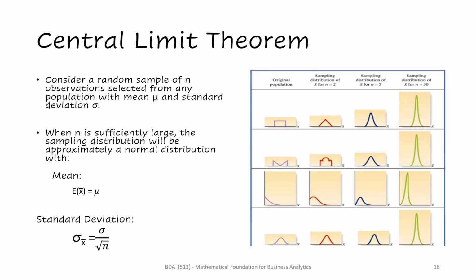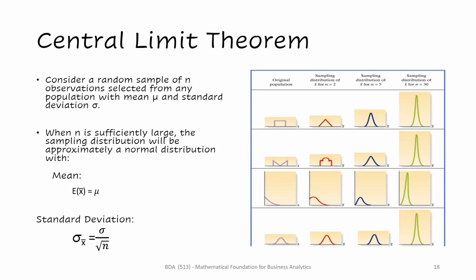If you see on your right-hand side, you see the diagrams. The first one at the top is the original population. If you sample, let's say, 2 people, and then you go on to sample 5 people, and then you sample 30 people, you see that from 30 going up, you begin to have a normal distribution. Which tells you that the more people you have, the better.